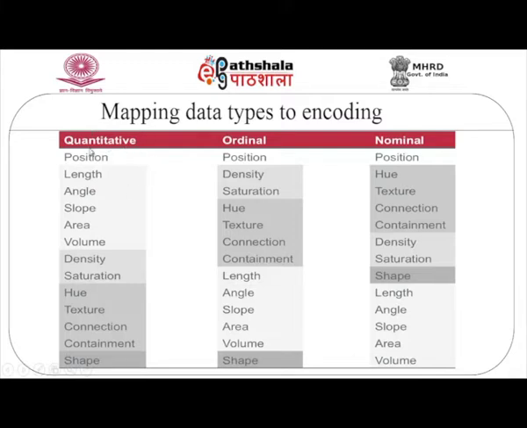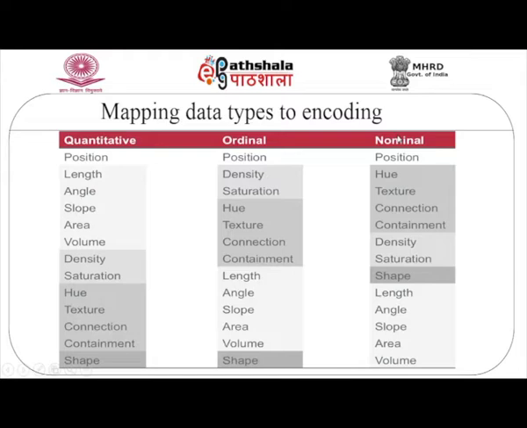If it is quantitative data, as we have seen in our previous module, like rainfall, say 20 millimeter, 50 millimeter, which represent quantitative values, we can use the position attribute, the length, angle and slope attributes and the rest of the attributes given here to represent this kind of quantitative data. In the case of ordinal data, where the data is in some ordered form, for example the days of a week which are supposed to be in a particular order, some of the visual encoding patterns associated with the data are the position, the density, the saturation, hue, texture and the other things given here, which can be used to represent this kind of ordinal data.